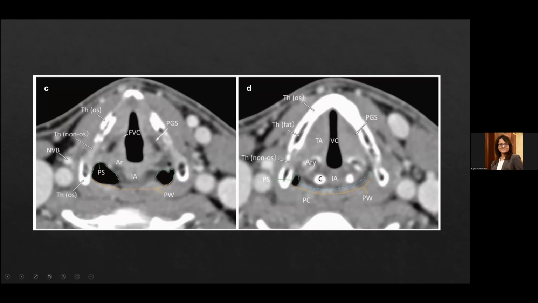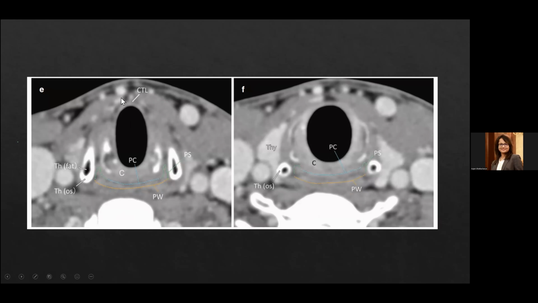So again, coming at the lower level, this is the level of the cricoid cartilage. Some part of the thyroid cartilage is seen. The piriform sinus ends here, and this is the post-cricoid area and the posterior wall of the hypopharynx. And there is the cricothyroid ligament or the cricothyroid membrane here through which the disease can go, and there can be an extralaryngeal extension.